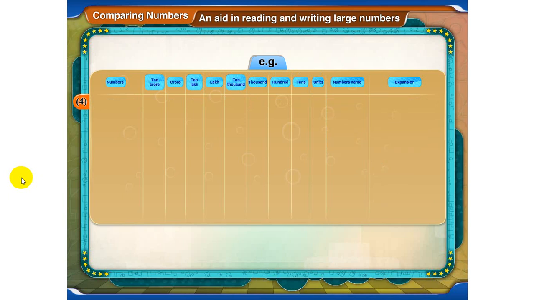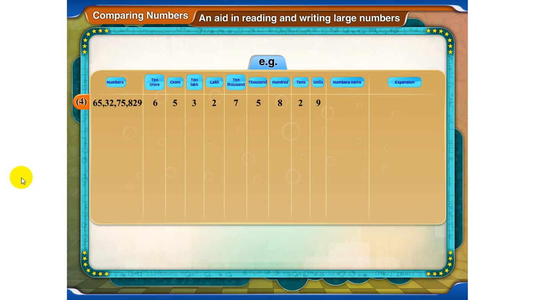4. In 65 crore 32 lakh 75,829, 9 is in units place. 2 is in tens place. 8 is in hundreds place. 5 is in thousands place. 7 is in 10,000s place. 2 is in lakhs place. 3 is in 10 lakhs place. 5 is in crores place. And 6 is in 10 crores place.